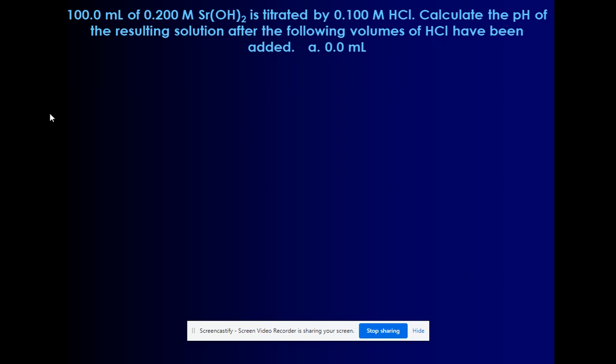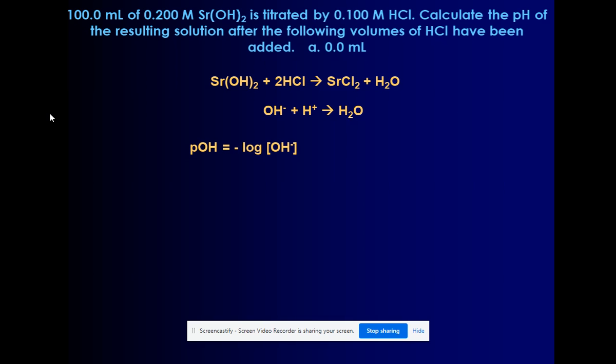In this first example, we're not adding any HCl. So the only component that's present that will have any effect on the pH is the strontium hydroxide. So that would be the reaction between the two. And if we were going to look at it from a net ionic perspective, it would just be the hydrogens and the hydroxides influencing the reaction. We don't have any hydrogen present this time, so we're just going to focus on the strontium hydroxide, which means we just need to find the pH of that strong base solution.